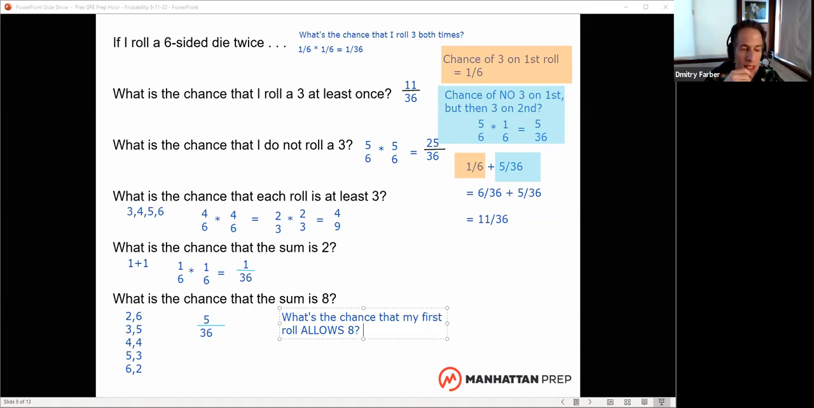No, I didn't notice. I did not write 6, 2 twice. I wrote 2, 6 and 6, 2. Rolling 2 first and rolling 6 first are not the same thing. Those are 2 different possibilities, right? So the chance that my first roll allows 8 is 5 out of 6. All I want is not 1.